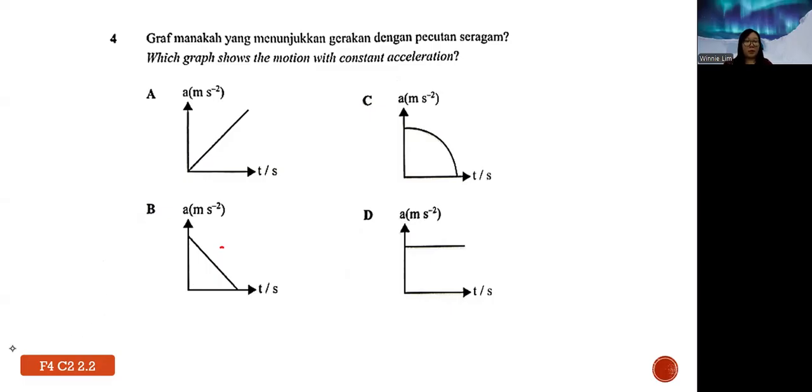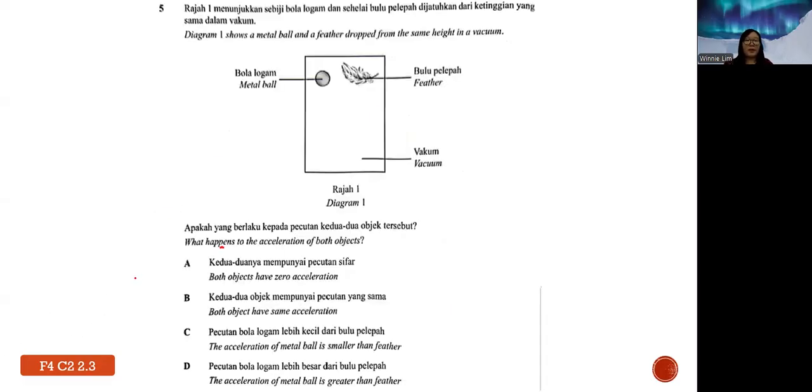Okay. Then move on to question 5. Diagram 1 shows a metal ball and a feather dropped from the same height in a vacuum. What happens to the acceleration of both objects? For information, under the concept of free fall motion, both objects will move at constant acceleration, where this value is always 9.81 meters per second squared.